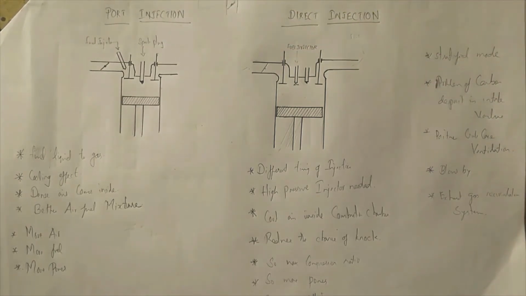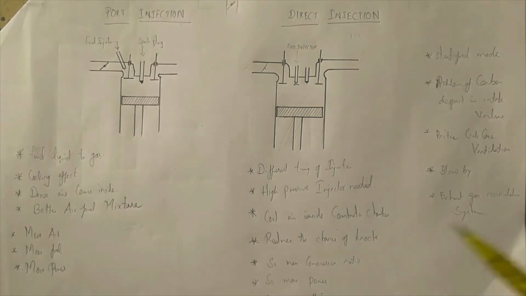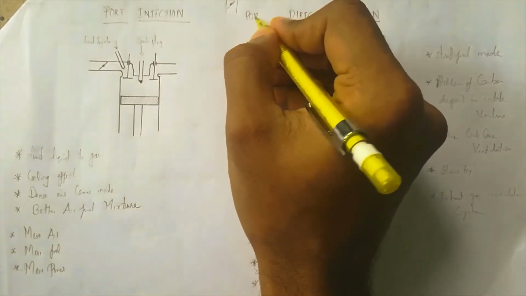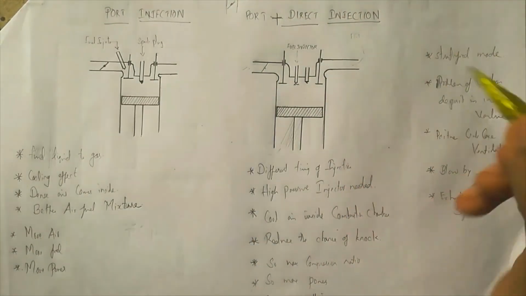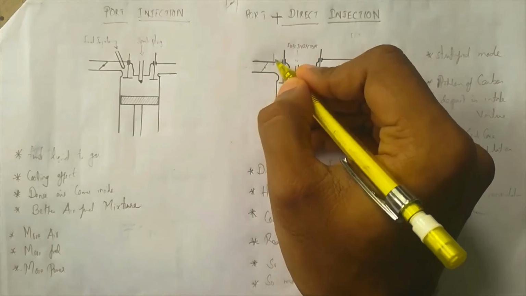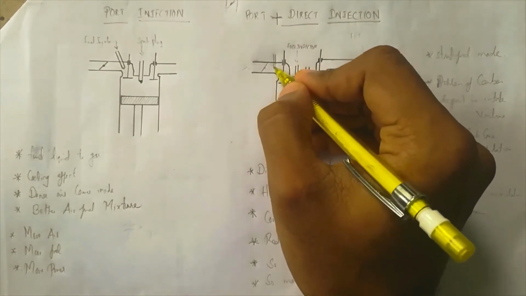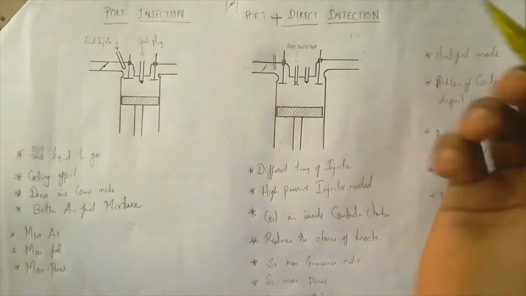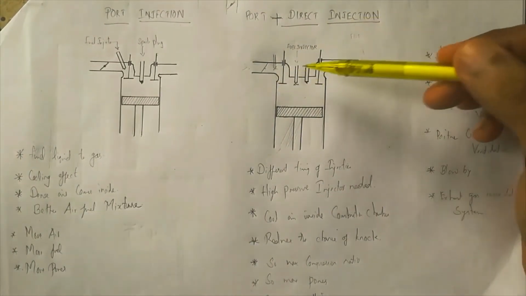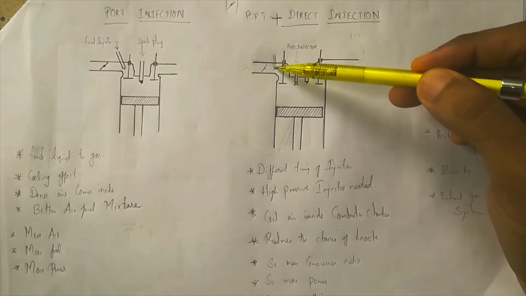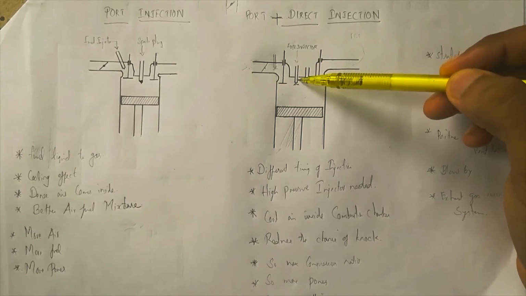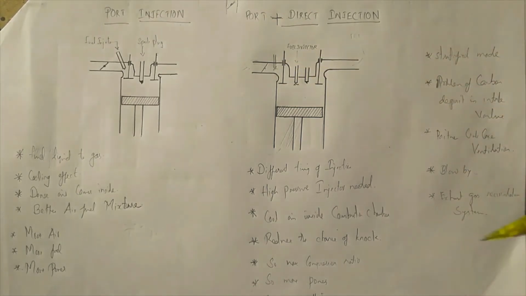That's where direct injection has got an upper hand. But nowadays port injection and direct injection are combined, so port injection plus direct injection engines are used. In that kind of engine, there will be one more fuel injector. So we can decide, depending on the scenario, when we want to use the port fuel injector and when we want to use the direct fuel injector. In some engines we use both simultaneously, and in some engines it's as per the requirement.